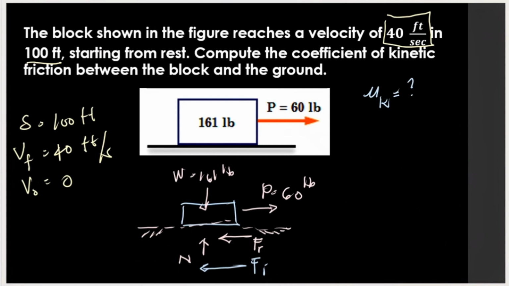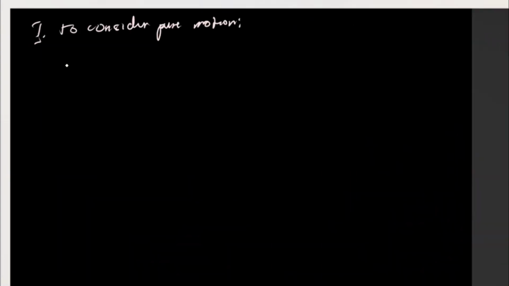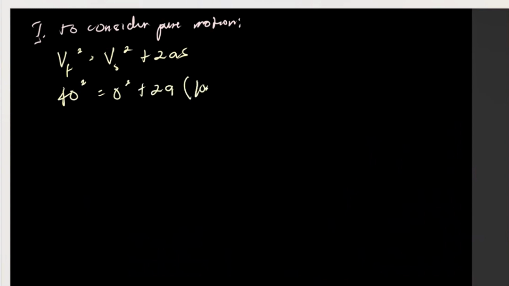So, from there, pwede na natin makompute using the equation of pure motion having constant acceleration. So, that is v sub f squared is equal to v sub o squared plus 2as. So, meron tayo ditong 40 squared is equal to 0 squared plus 2 a unknown, S natin is 100 feet. So our acceleration is 8 feet per second squared. Yan. So that is for our acceleration.